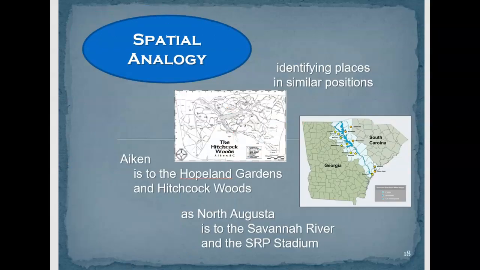Spatial analogy. This is identifying places in similar positions. So Aiken is to the Hopeland Gardens and the Hitchcock Woods. If you've been in Aiken long, I'm pretty sure you know where Hopeland Gardens is or the Hitchcock Woods. And if you're in North Augusta, you know about the Savannah River, and possibly now you know about the new SRP Stadium. These are things that are similar in position.